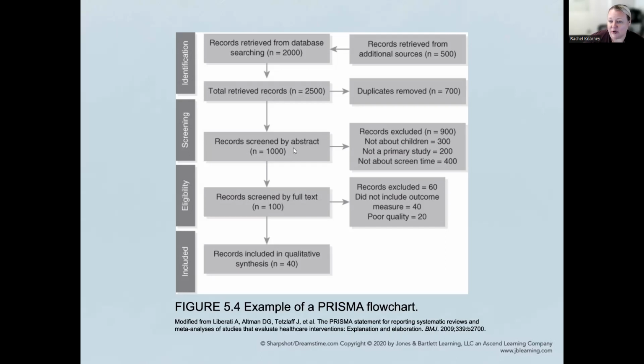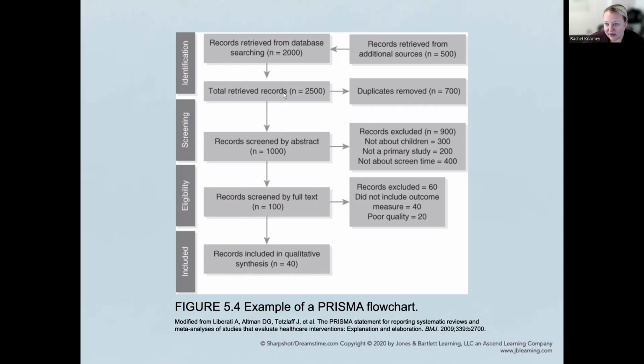You would screen the abstracts. And so you would then look at those and say, okay, out of the 1,000, we excluded 900. And the reason we excluded them, 300 were not about children, 200 were not a primary study, and 400 were not about screen time. So that leaves you with 100 records, okay? And then you're going to look at the full text of these records. Out of the 100, you excluded 60 because 40 did not include an outcome measure and 20 were of poor quality. All right, so you end up with 40 studies.